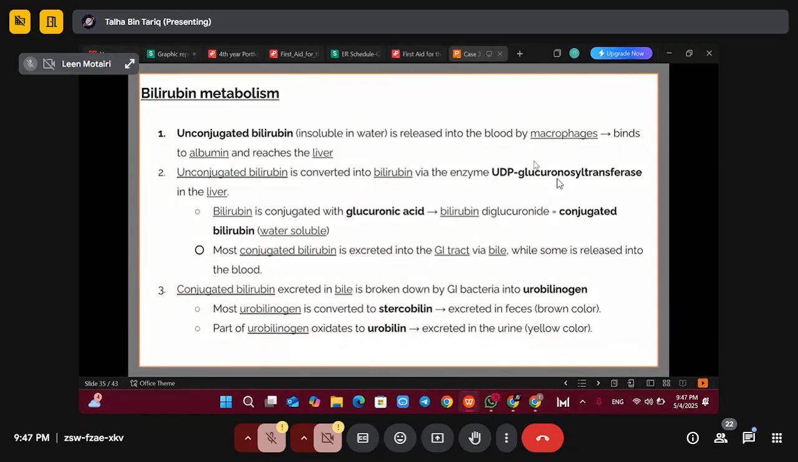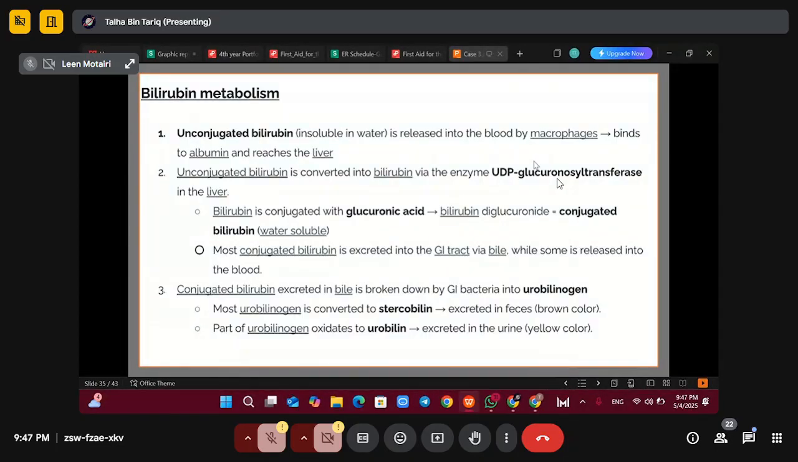UDP glucuronosyl-transferase. This is the enzyme. It conjugates it with what? With glucuronic acid. So the unconjugated bilirubin is joined with glucuronic acid by the help of UDP glucuronosyl-transferase, and now it is called conjugated bilirubin, or you can call it water-soluble bilirubin or direct bilirubin. Indirect is the unconjugated bilirubin.